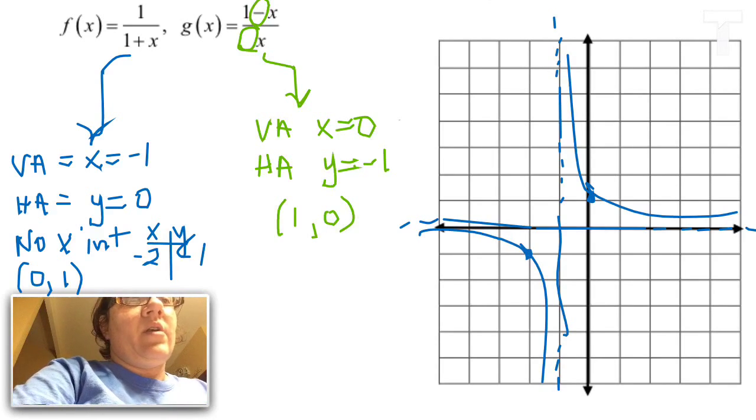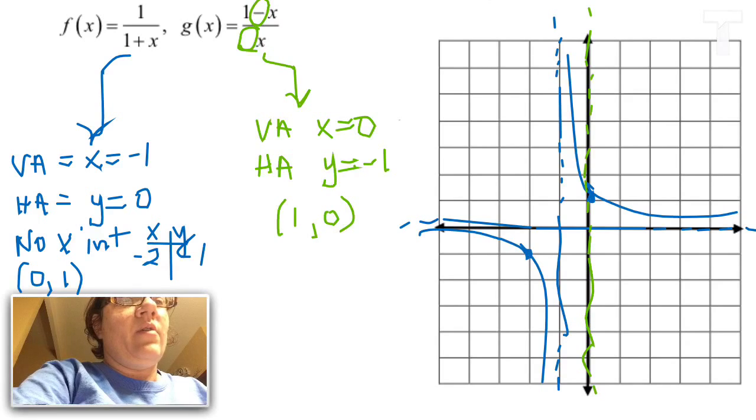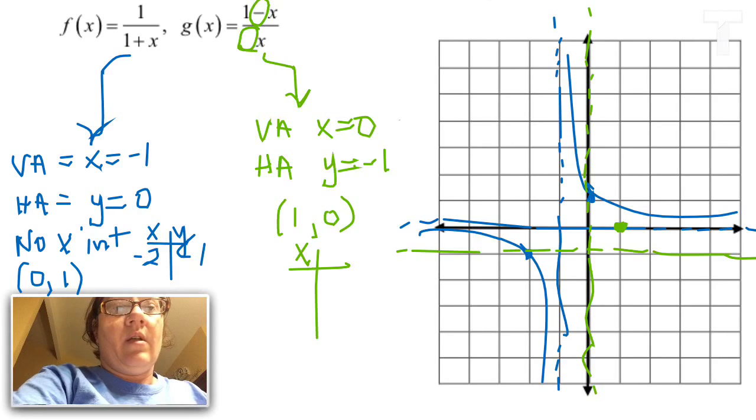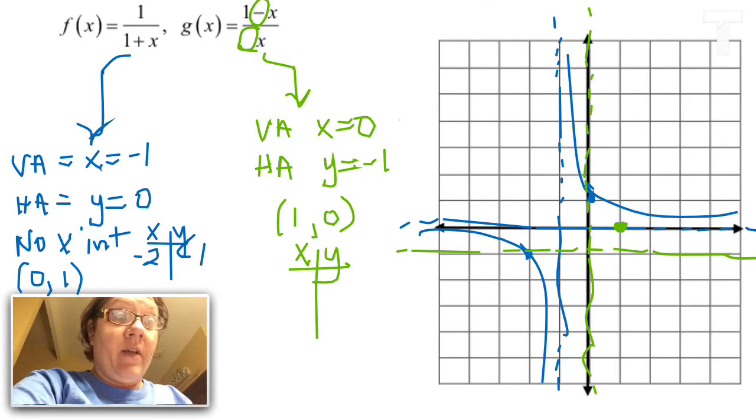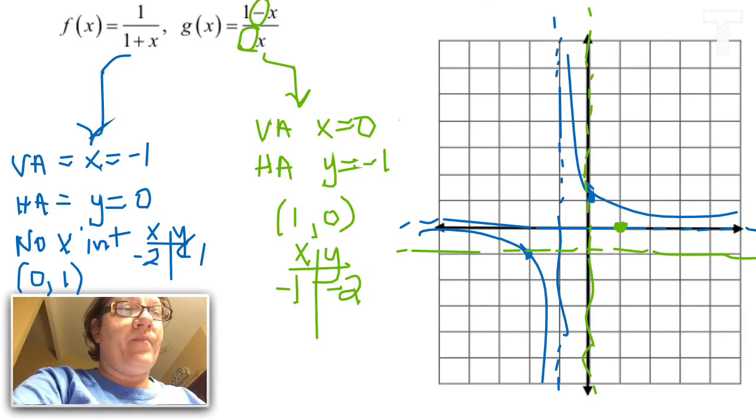So now I can start to graph. I have a vertical at x equals 0. I have a horizontal at y equals -1. I have an x-intercept at 1, 0. And I would like to see what's going on over to the left of the vertical. So I'll make a little tiny mini xy table. And to the left of the vertical, I would want to try -1. And if I plug in -1, on top I'll get 2, and on bottom I'll get -1, so that would give me a -2.